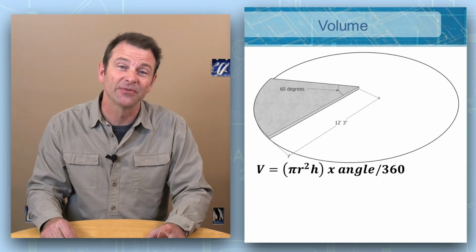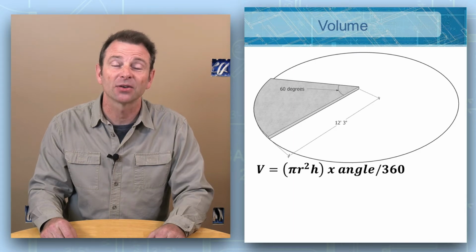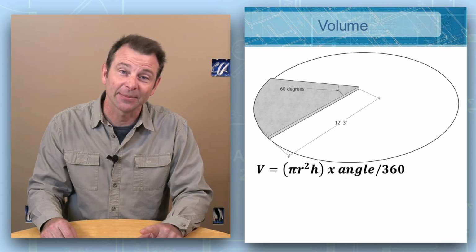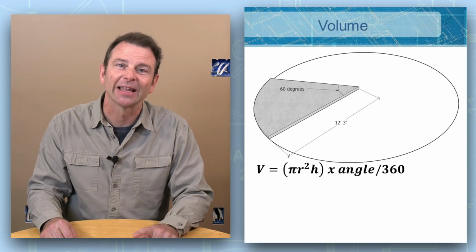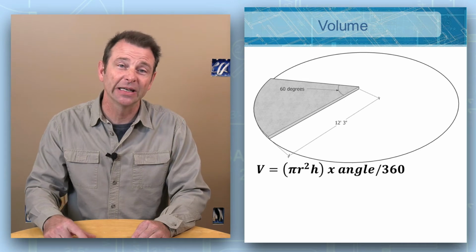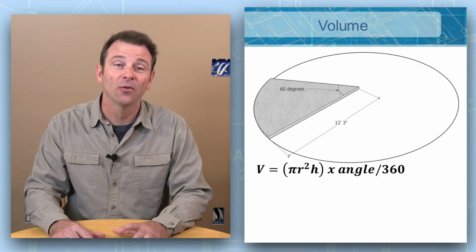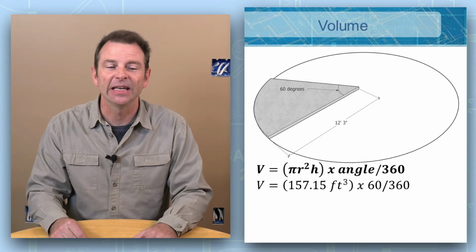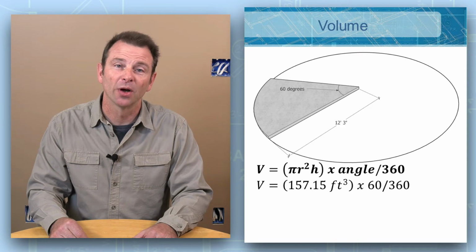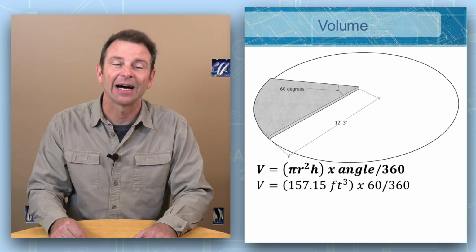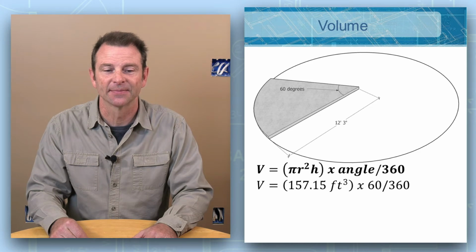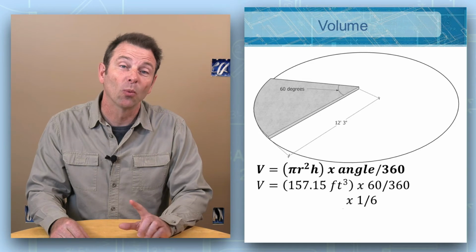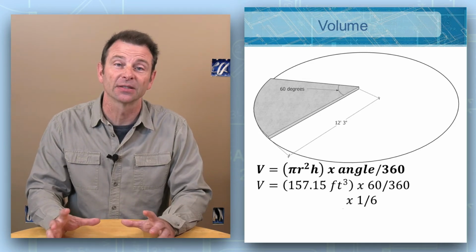So now our equation is V, which is volume, equals pi r squared h, which is pi times radius squared times height, and we're going to multiply that times the angle of degrees of this portion of the whole over 360 degrees. Plugging our numbers in, V equals 157.15 cubic feet times 60 over 360. We can simplify that fraction of 60 over 360 to 1 over 6. This will be easier for us to calculate.